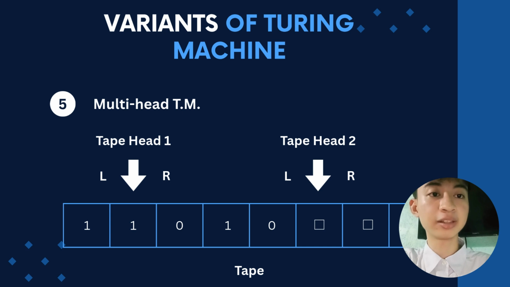Next is the multi-head Turing machine, which is just a regular tape which consists of multiple heads that operate independently. So this enables faster computation and more efficient operation without requiring extra memory.